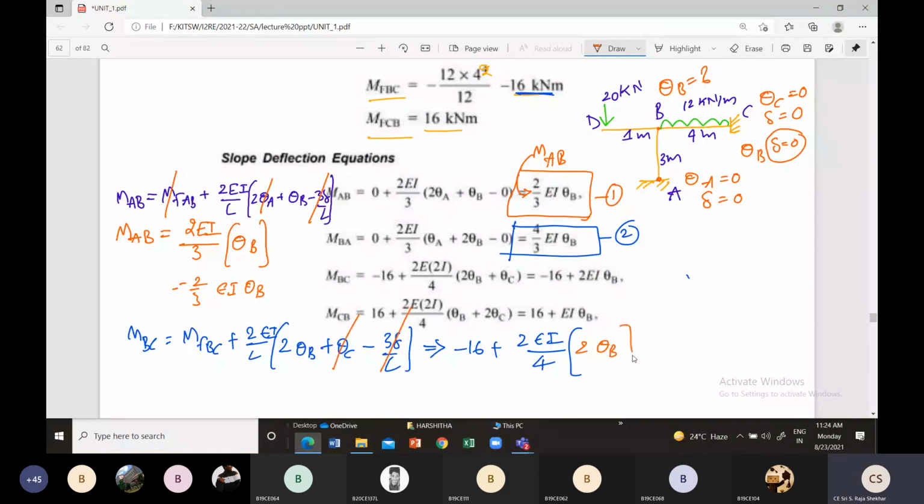So 2 theta B. From this, EI theta B minus 16. That is MBC. So MBC will be equal to EI theta B minus 16. So that I am writing here: EI theta B.